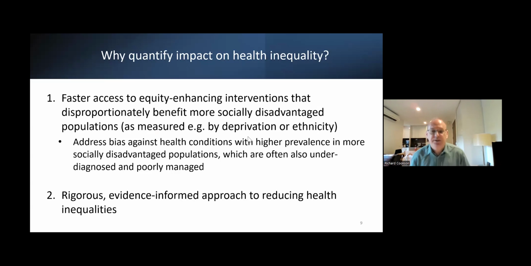Why quantify these impacts? Well, we want faster access to equity-enhancing interventions that disproportionately benefit more socially disadvantaged populations, as measured by deprivation or ethnicity. We want to address bias against conditions with higher prevalence in the more socially disadvantaged populations, which are often also underdiagnosed and poorly managed. So it's a more rigorous, evidence-informed approach to reducing health inequalities, putting numbers on things.